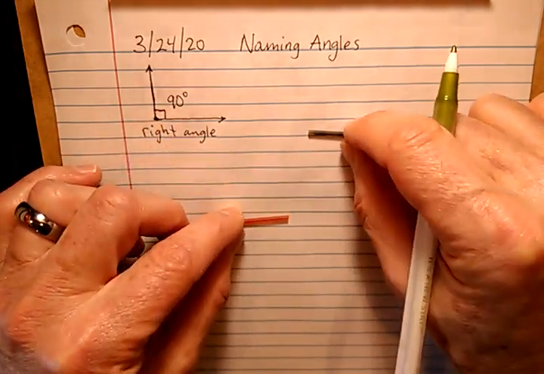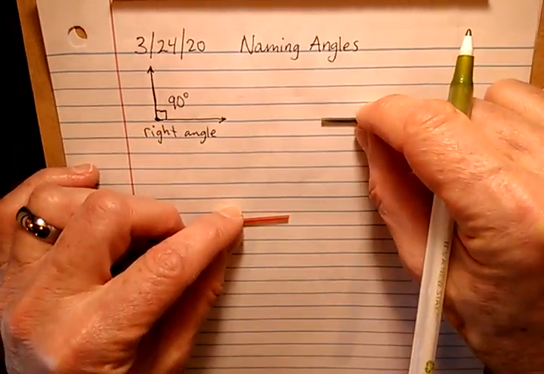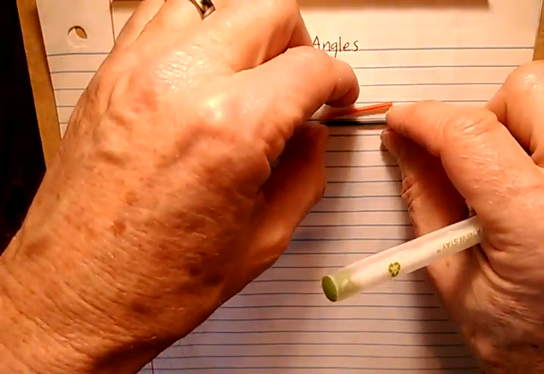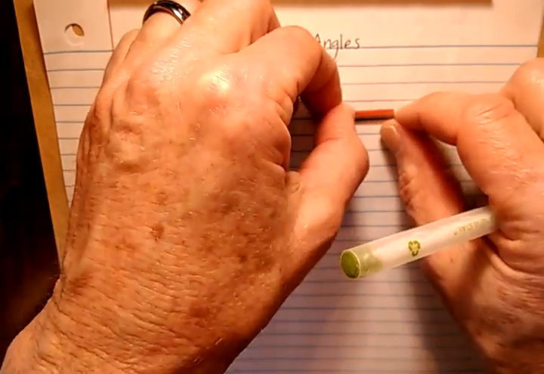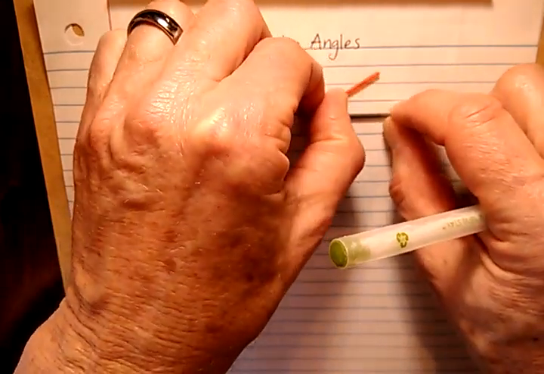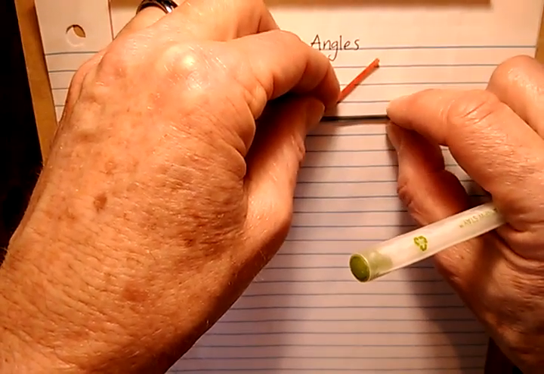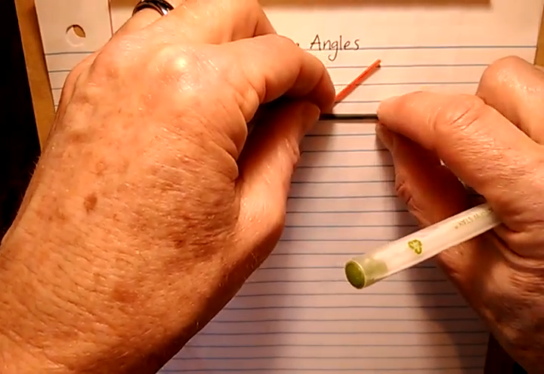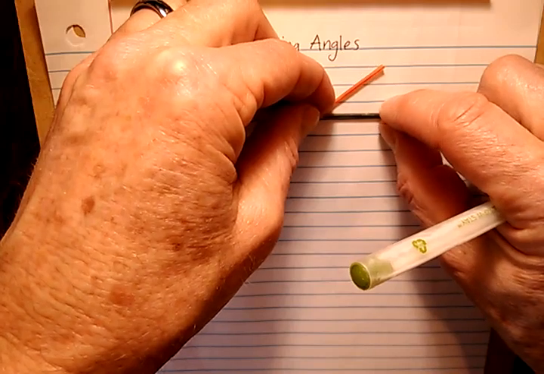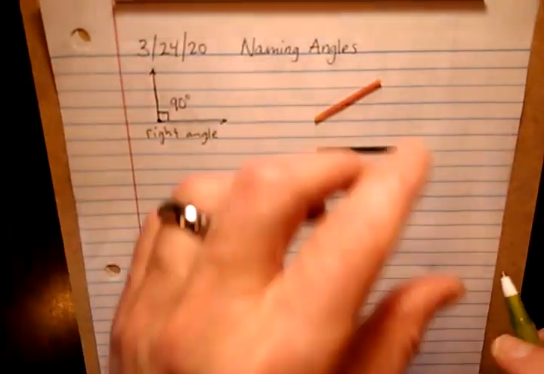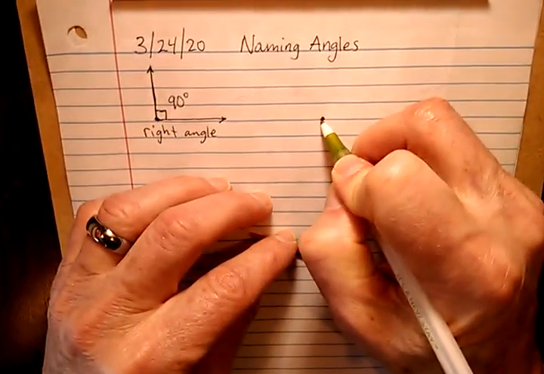Okay, the next one is if you've got two rays like this, and one of them rotates up just like before, but it stops before it gets to a 90-degree angle. You guys have learned this before. An angle that's less than 90 degrees would be called what? It's an acute angle. So let's draw that.